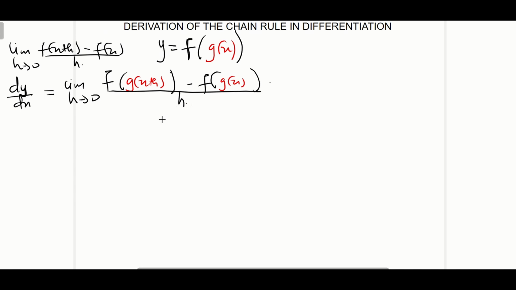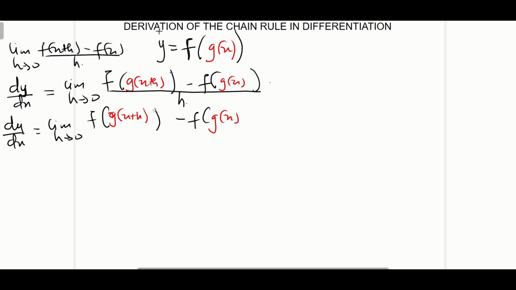So now that we have this, what can we deduce? We can have that my dy/dx is going to be equal to my limit as h still approaches 0 of the function at g of x plus h, this minus my f of the function at g of x. So here is my g of x.